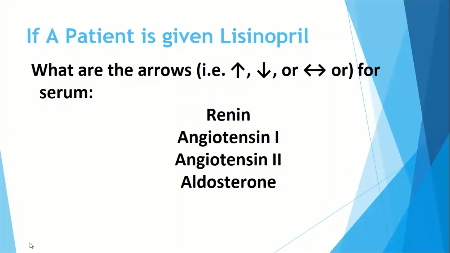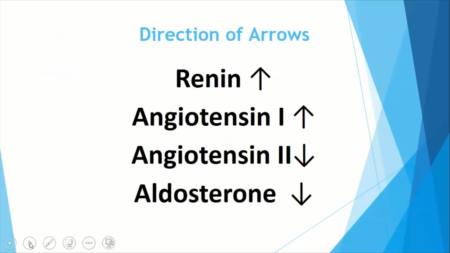So at this point, take a pause and think of the likely direction of the arrows and give the answer. The direction of the arrows would be: renin, upward; angiotensin 1, an upward arrow; angiotensin 2, a downward arrow; and aldosterone, also a downward arrow.